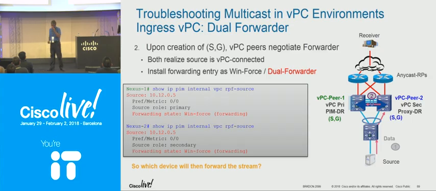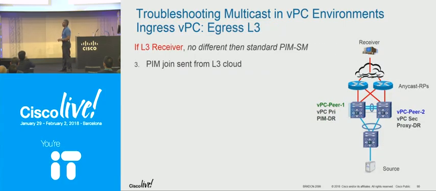Now, in this case, this is another important thing. The moment we create an SG state entry, we exchange the CFS message, and we also try to identify who should be the forwarder. So when they negotiate the source, they identify that the source is actually connected through the VPC peer. So you'll see win force here, and they both will be in forwarding state. So why do we need both of these devices in forwarding state? And if they are in forwarding state, who would they be forwarding the traffic to? Though the registration will be done by one of the nodes, which is the PIM designated router, they both will be in forwarding state. Why? It depends on who's actually joining as a receiver.